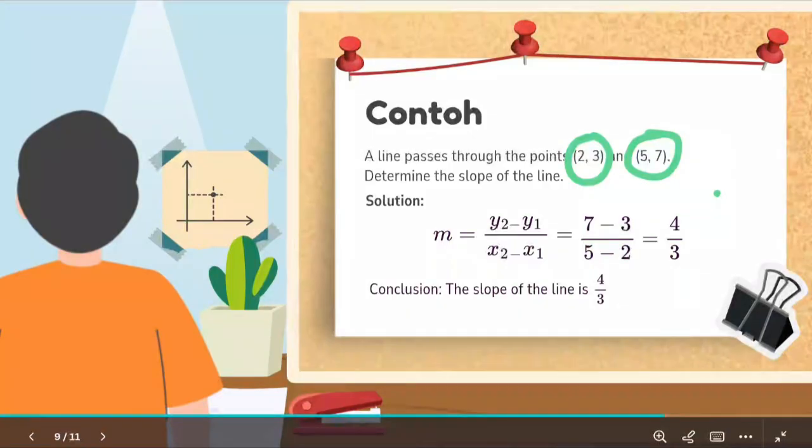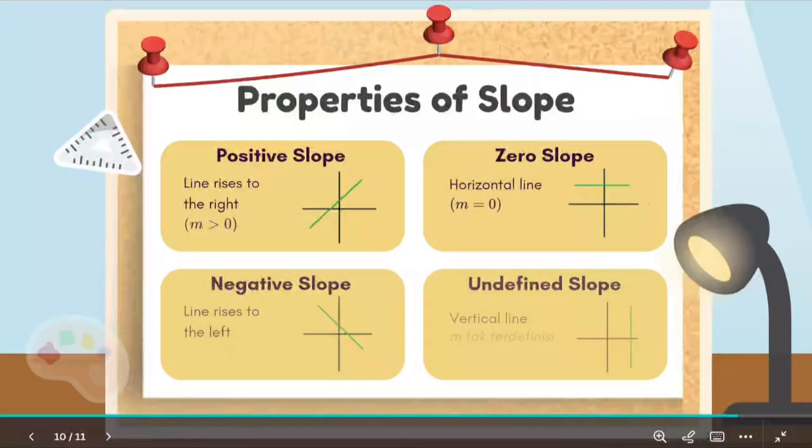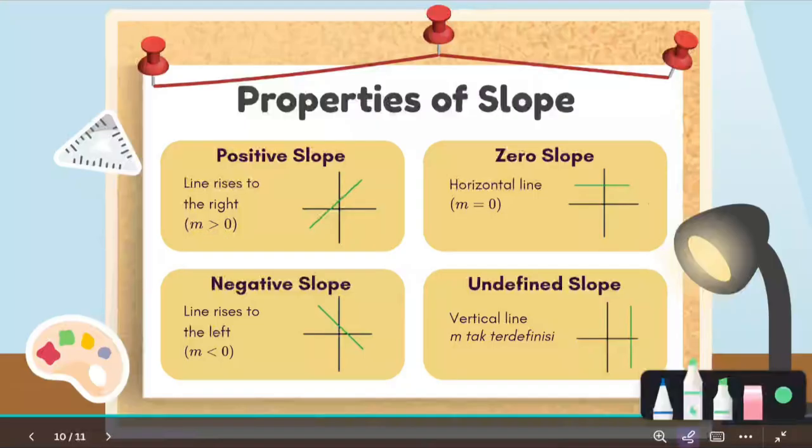Okay, next, let's discuss the properties of slope. Property 1. Positive slope. It's when its value is greater than 0. Okay, in this case, the line rises as it moves from left to right.